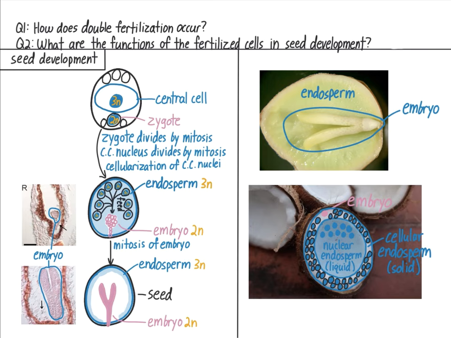So, what's the point of all this? One advantage is that the parent plant can give its offspring a head start on life, allowing it to grow into an embryo within the safety of the flower. Humans also do this, by allowing the zygote to develop into an embryo and then a fetus within the mother. So that's double fertilization and seed development.